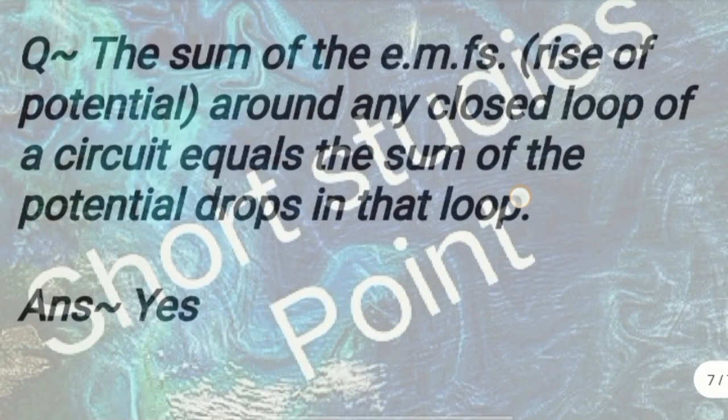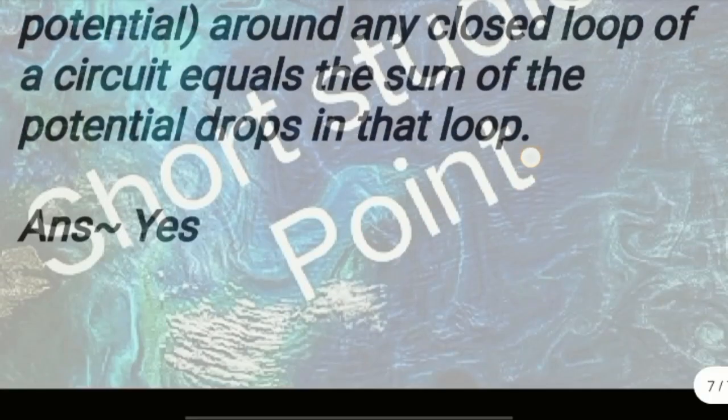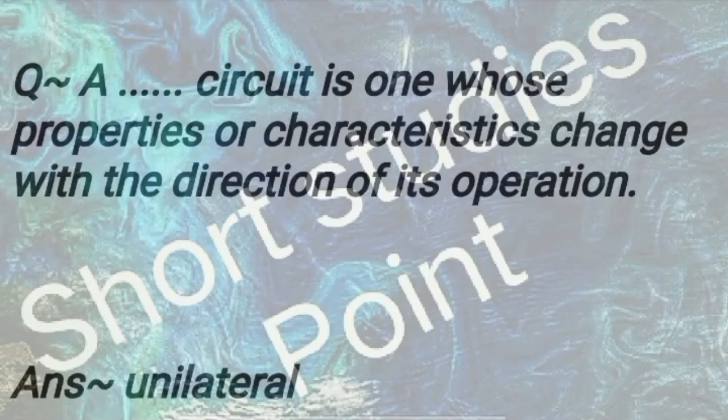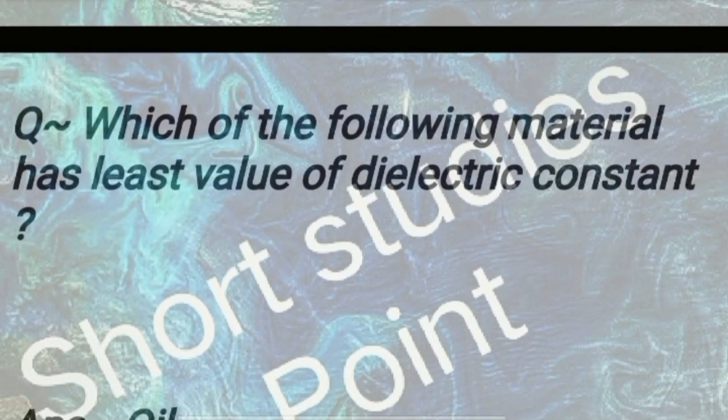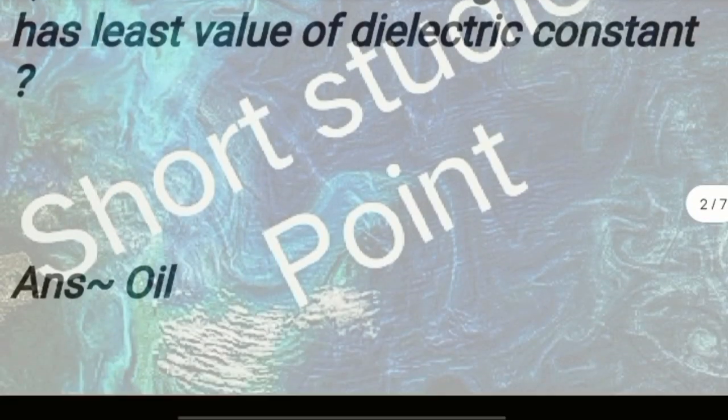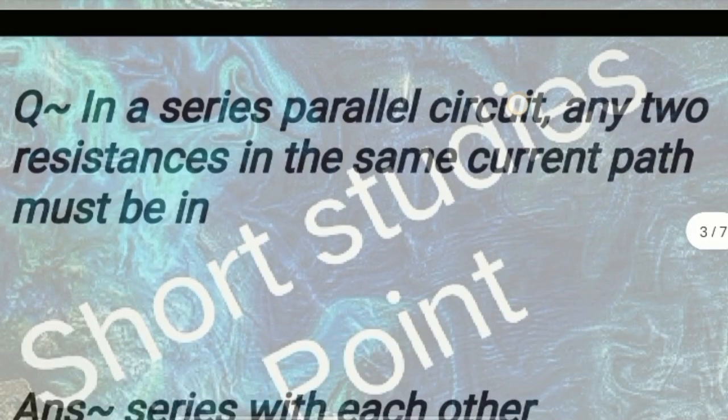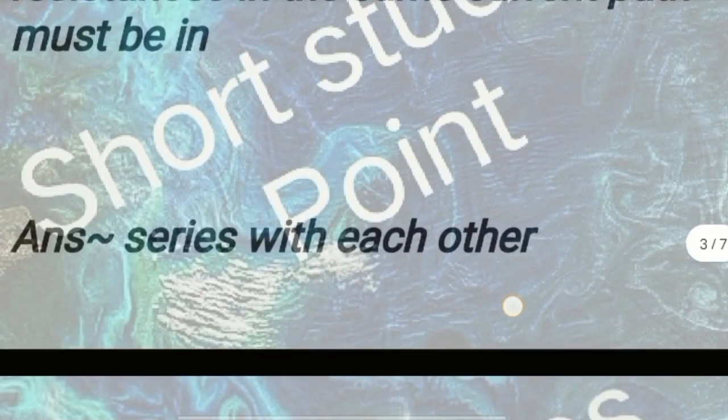Next question: The sum of EMFs around any closed loop of a circuit equals the sum of the potential drops in that loop. Answer: Yes. Question: A dash circuit is one whose properties or characteristics change with the direction of its operation. Answer: Unilateral. Next question: Which of the following materials has the least value of dielectric constant? Answer: Oil. Next question: In a series-parallel circuit, any two resistances in the same current path must be in? Answer: Series with each other.